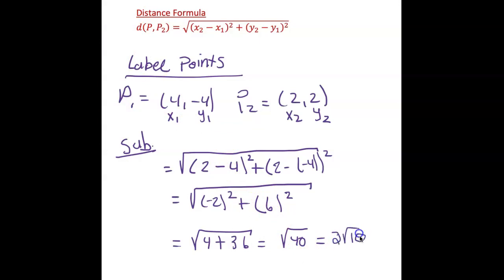2 and 10. But why? If you take this and you break it into one perfect square and one not, inside 40, you have the square root of 4 times the square root of 10. And then the square root of 4 is 2, and the 10 is not a perfect square, so it stays inside. So the distance between the 2 points is 2 square root of 10. Okay. So that was the second example.